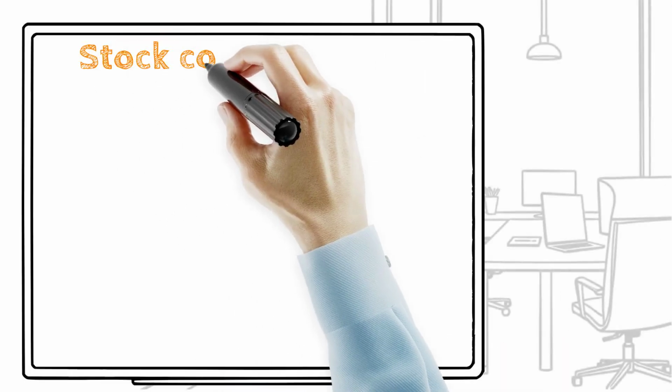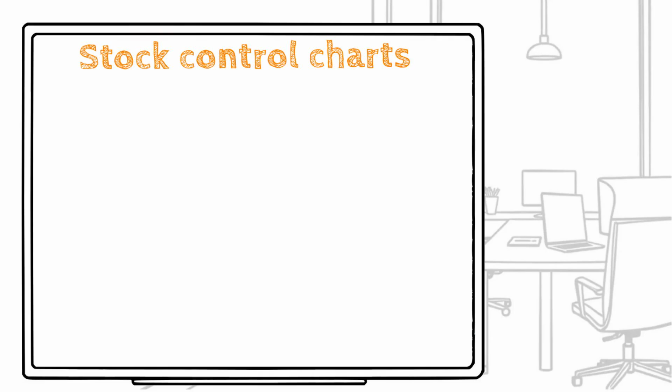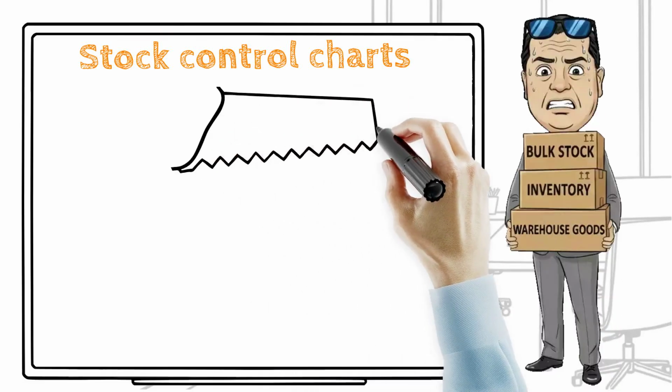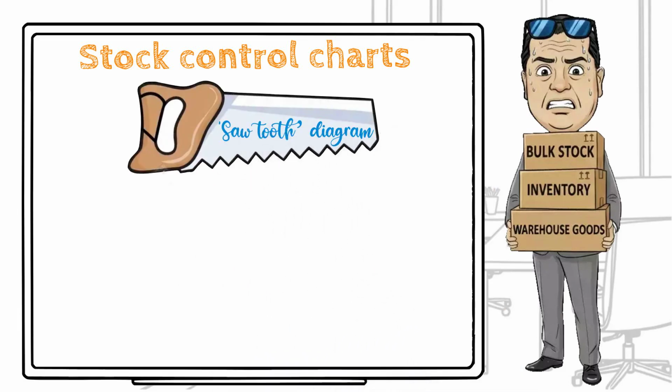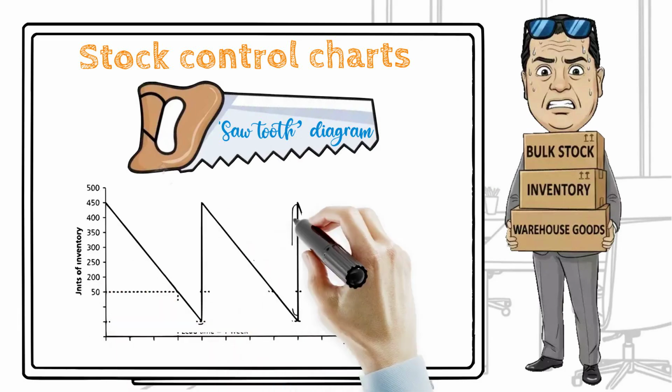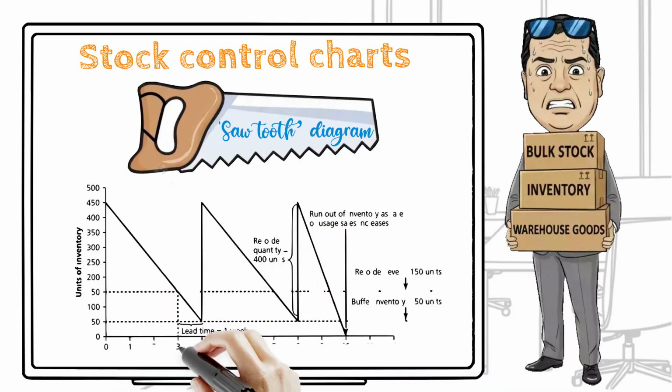Stock control charts. Deciding on stock levels is a trade-off between holding costs and the risk of running out. To analyze this, managers use stock control charts, often called sawtooth diagrams, to track inventory levels and reorder points over time.